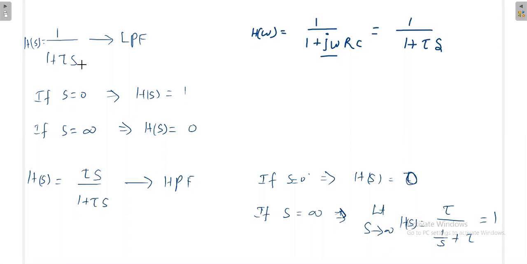If you substitute s equal to 0, H(s) value is 1. That means at low frequency this transfer function is giving some value. Whereas if you substitute s equal to infinity, then H(s) value is 0. That means at high frequency it is not giving any value. So it is allowing low frequency but not the high frequency. So this filter is a low pass filter.